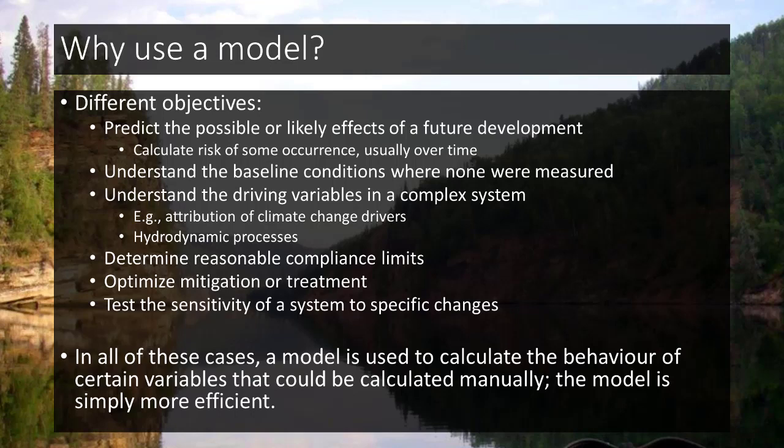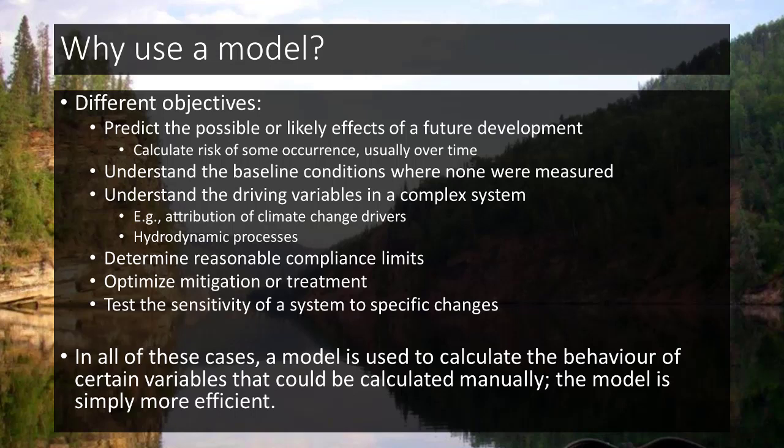Optimizing mitigation or treatment is another really big use, and that's often done in the background as part of an environmental impact assessment. So let's use a discharge to a lake as an example. Say the city of Kelowna wants to upgrade their wastewater treatment plant, and they want to know, if we install a certain treatment for phosphorus, is it going to make any difference to the lake?